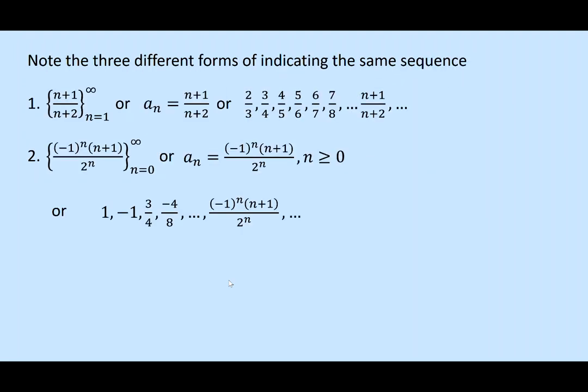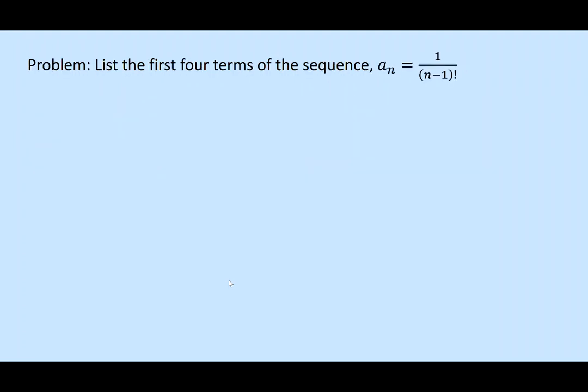With that, let's look at some simple problems. List the first four terms of the sequence a sub n equals 1 over n minus 1 factorial. You have some problems like this in the book. Is that simple enough? I think so.